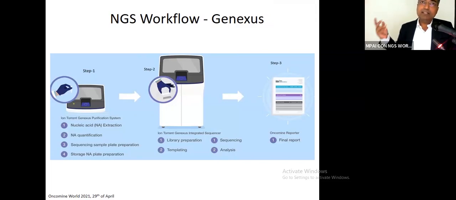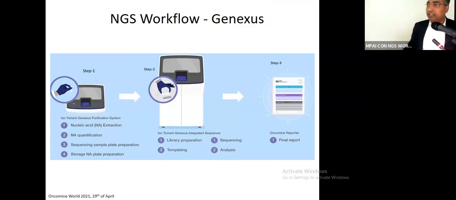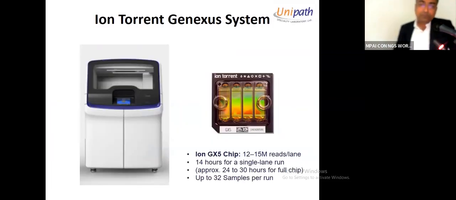We have not tried that. I think only one system is available in the country. I'm not sure if the Thermo team is there, but that is also being done. So fully integrated systems are being considered in this area. With this, one single GeneXus chip is available at the moment. This is the chip that is available, GX5. It has four lanes. You can run each lane at a time.